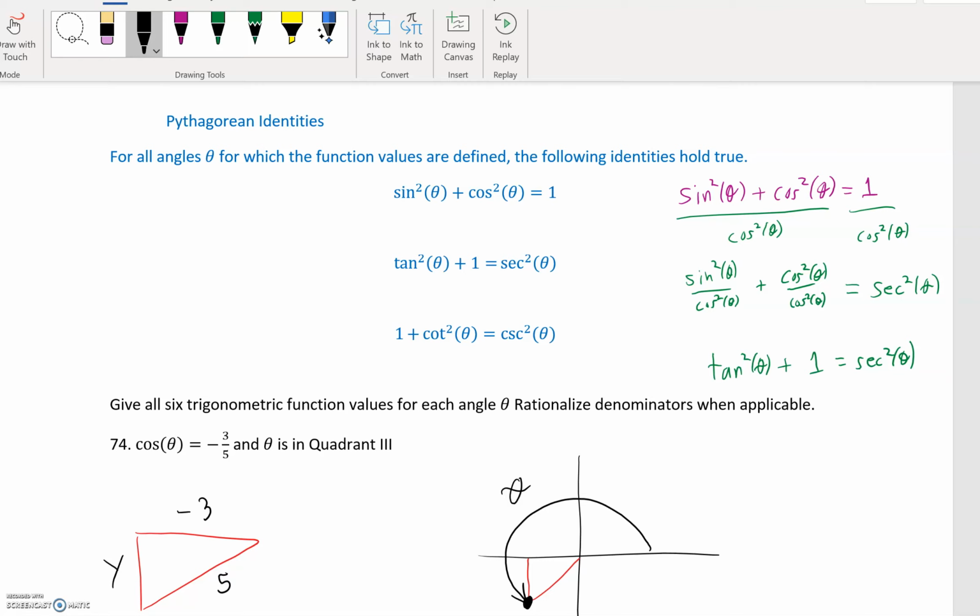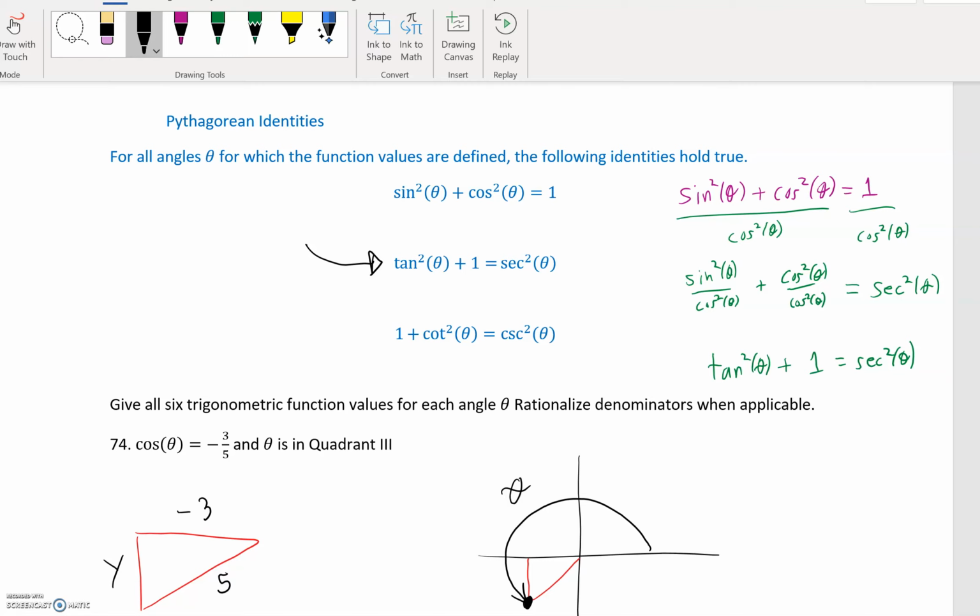So for all angles theta for which the function values are defined, the following identities are true. Sine squared of theta plus cosine squared of theta is equal to 1. With that identity, you are able to derive the next two identities that are written below it. So if you take a look at this proof here, this is a proof showing you how you can go from this identity on the very top to this identity in the middle.